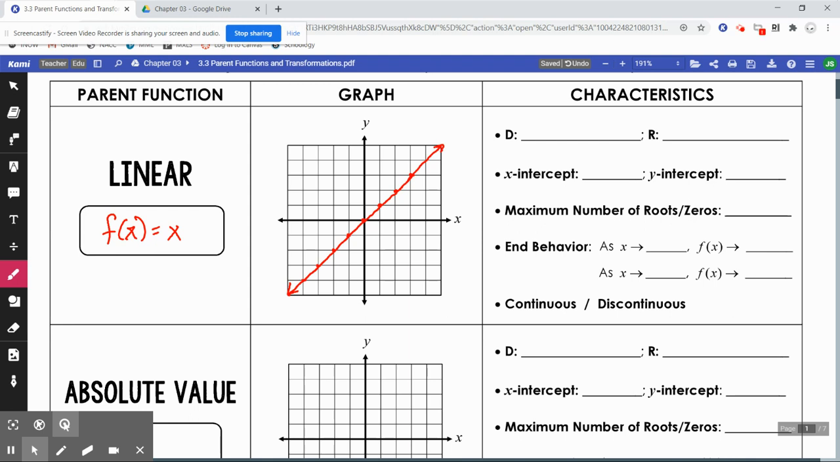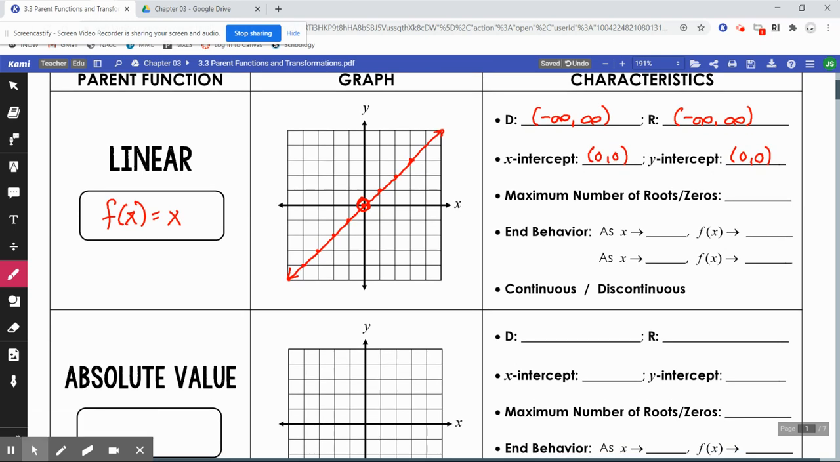The domain and range are both all real numbers because there are no breaks, there are no x values that are excluded from our domain. We can plug in anything and we can get anything when we plug those in. The x-intercept and the y-intercept are actually the exact same point, which is located right here. And that would be (0, 0).